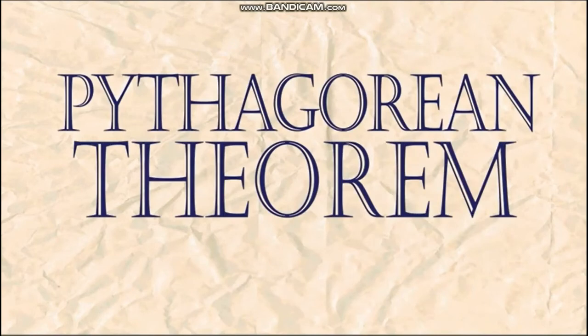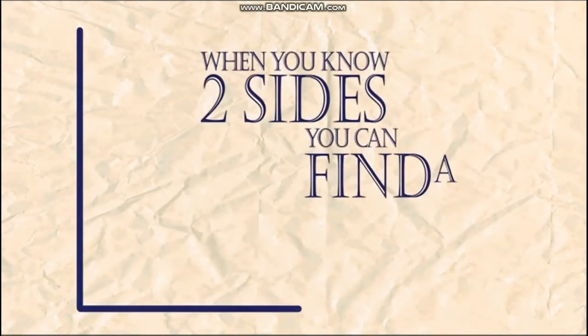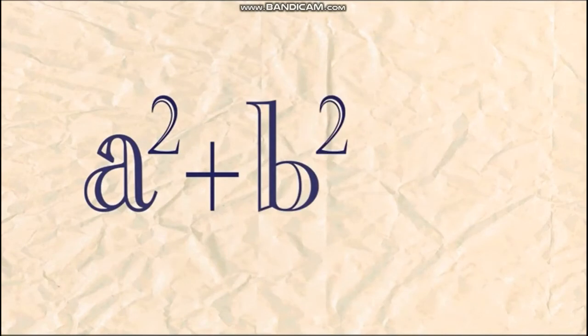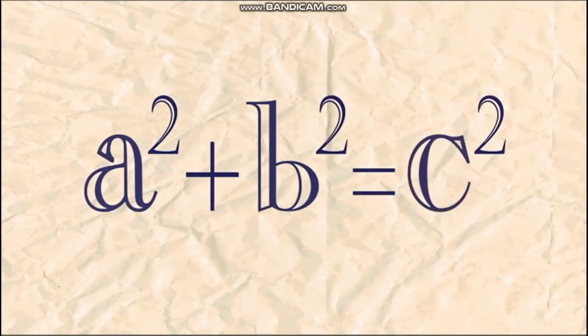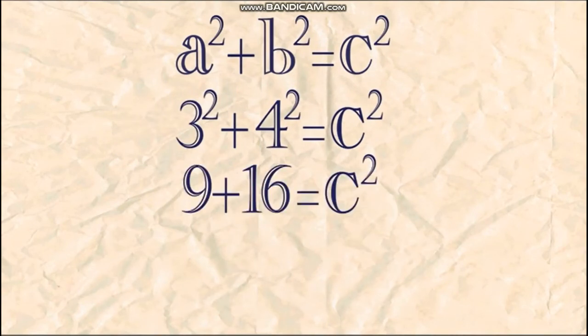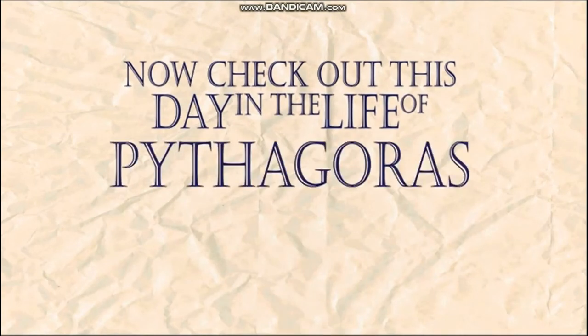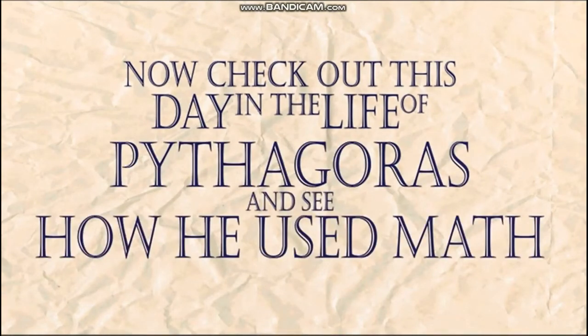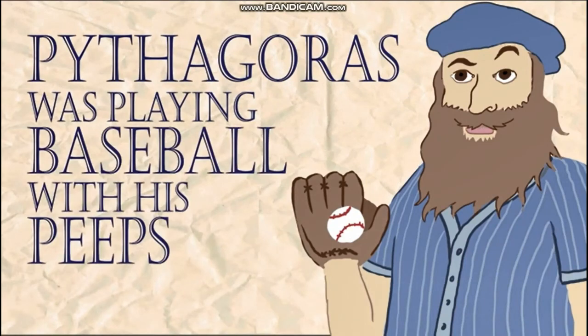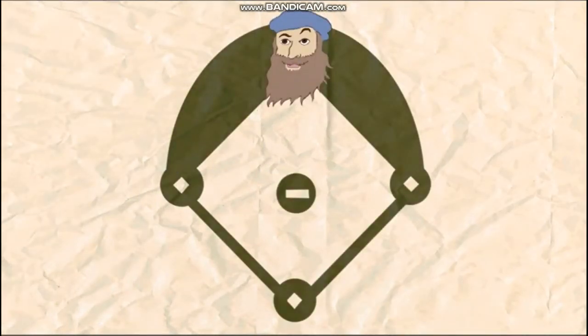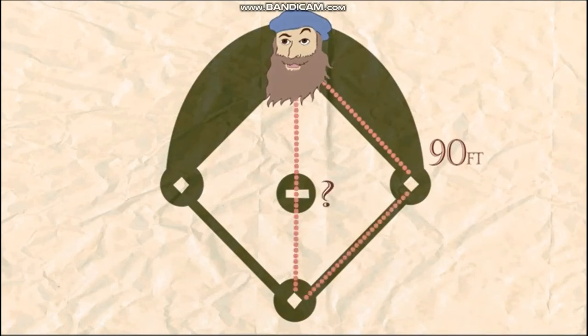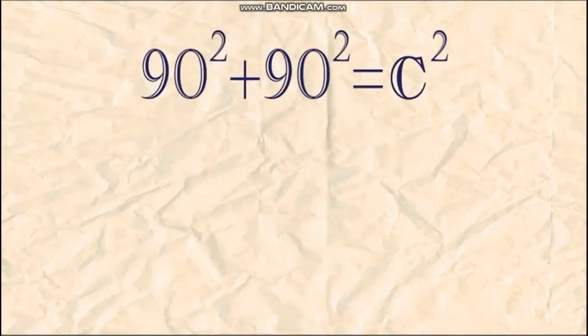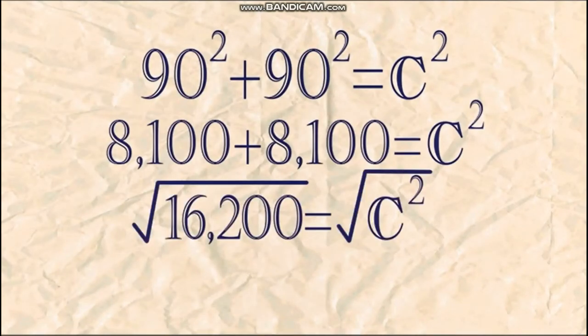We're doing the Pythagorean theorem. Haven't you heard? When you know 2 sides, you can find a third. A squared plus B squared equals C squared. Solve for any one, then you're almost done. Cause when you get your answer, you're still not through. Don't forget that you gotta solve for the square root. True. Now check out this day in the life of Pythagoras and see how he used math. Pythagoras was playing baseball with his peeps at second base, and his throw had reach. You see, he knew that he was 90 feet from first base, but he wanted to see how far he was from home plate. From home to first was another 90 feet, so it looked like his equation was complete. 90 squared plus 90 squared equals C squared. Take the square root of C squared, then we're home free.